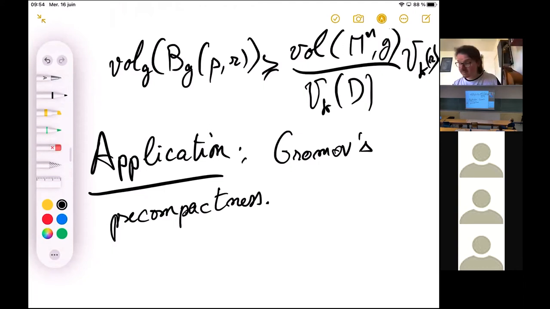And actually, with this, you have a control on the size of the balls, and this control will tell you, by an argument that I won't repeat, that you can find small epsilon networks. So you can get the following theorem. Maybe I'll just copy paste the statement.